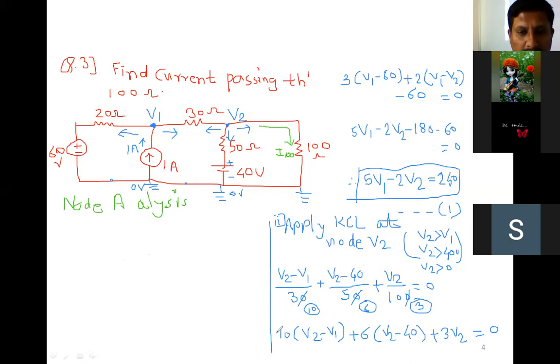Okay, now V1 is 10 into minus V1. Anywhere else V1 is there? No. So it becomes minus 10 V1. Next, 10 into V2, 6 into V2 and 3 into V2. Total it is 19 V2. And next the constant term, 6 into minus 40, that is minus 240, goes to the right hand side and becomes plus 240. Minus becomes plus when it goes to the right hand side. So this will be the second equation.